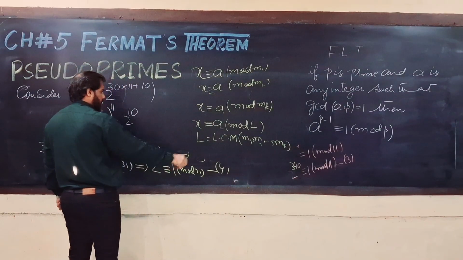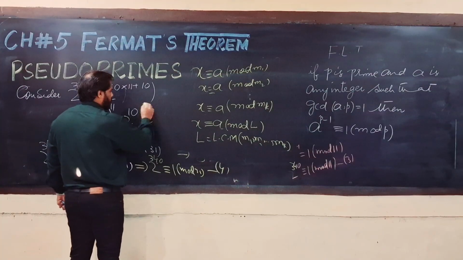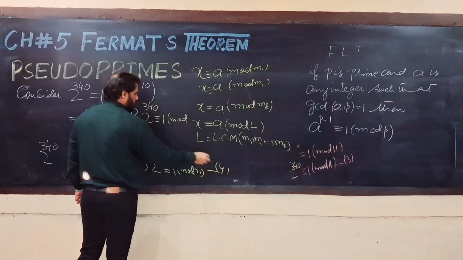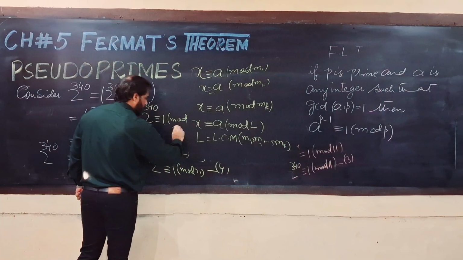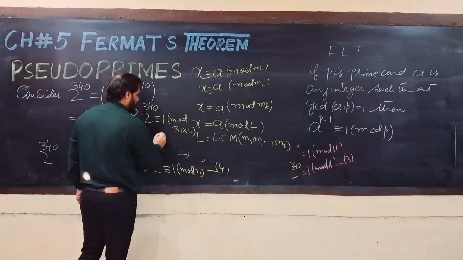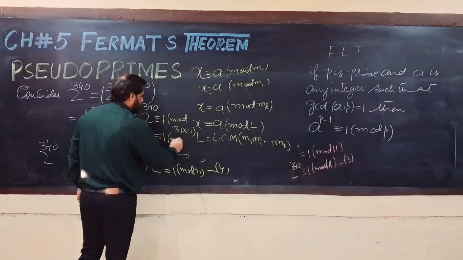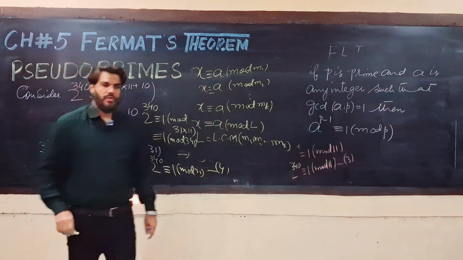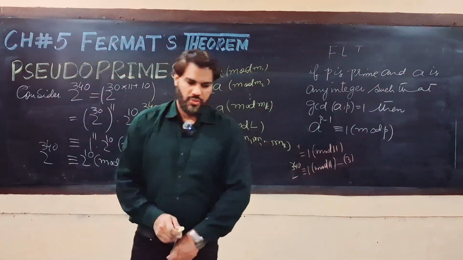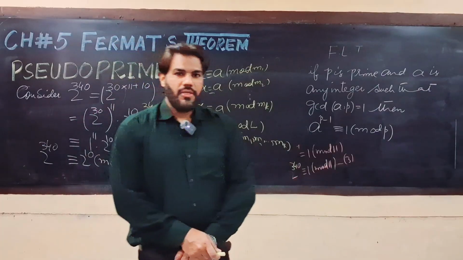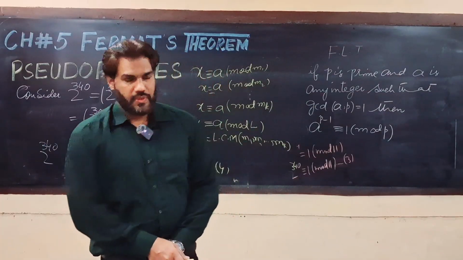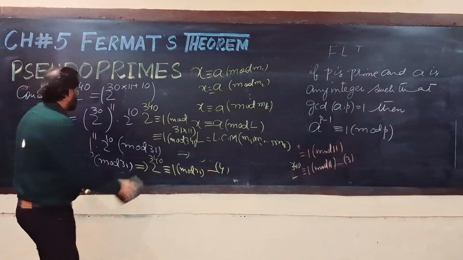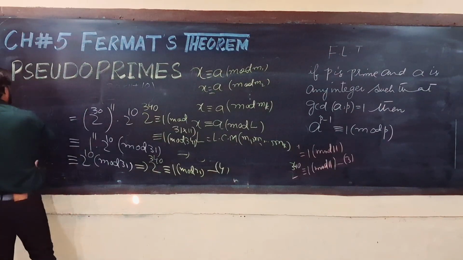So after referencing this corollary and by using 3 and 4, we can say that 2 raised to power 340 is congruent to 1 modulo their LCM, that is 31 times 11, which is equal to modulo 341. So this shows that 341 is a Fermat Pseudoprime for base 2. Similarly, the next Pseudoprime is 561.